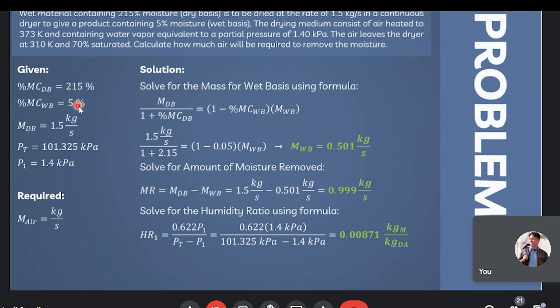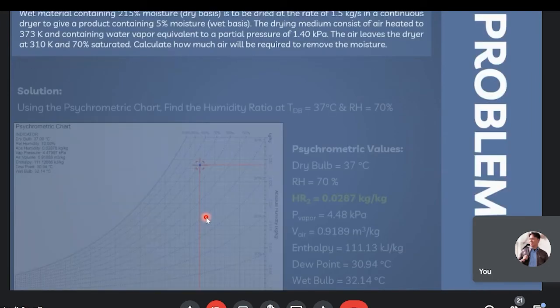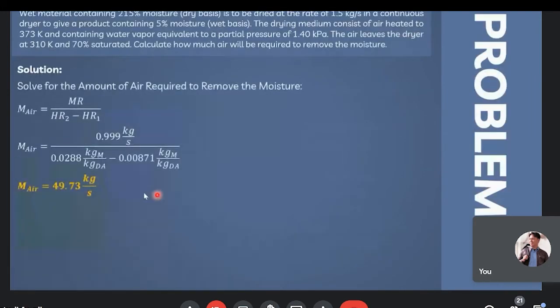So yung wet basis naman natin sir, yun yung percent na kailangan nating matanggal or yung kailangan matira. Kasi yun yung kailangan natin ma-achieve para mabawasan yung target natin. Kaya yung lumabas po na sagot natin dito is equivalent to 49.73 kg per second. So ito yung kailangan nating mass ng air para ma-reduce yung moisture doon sa target point natin.